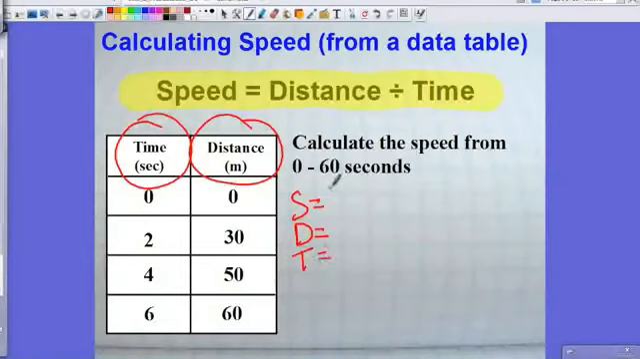I'm going to go S equals question mark, because that's what we're looking for, speed. And then we need to look for distance. This one says from 0 to 60 seconds. What do I use? That means I'm going to use, again, the last set of data, because it's going all the way to 60 seconds. So what is my distance at 60 seconds? 60 meters.